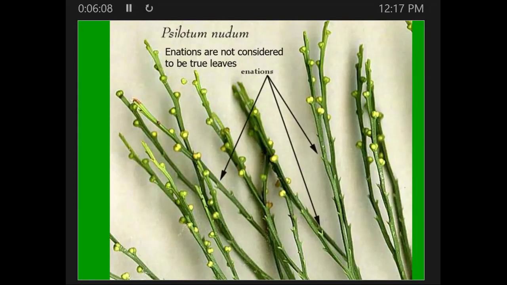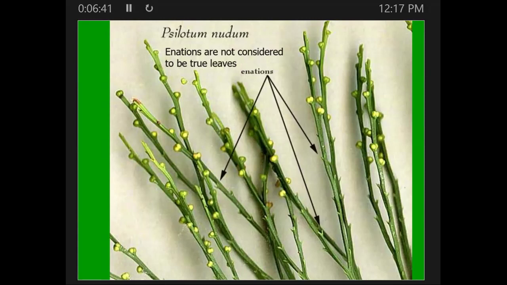They're not really considered leaves, but they think that enations might have been the starting point for microphylls to develop, that type of leaf. And so we're going to look at this plant in more detail too in a minute. Well, actually right now. So this is an interesting plant that is called Psilotum nudum, and it is very, very simple. You don't see, like I said, no true leaves here. There's just those little flaps of tissue.